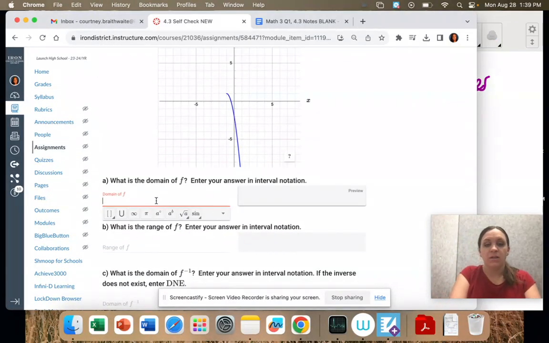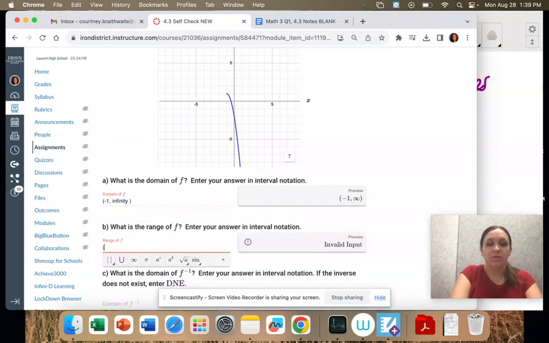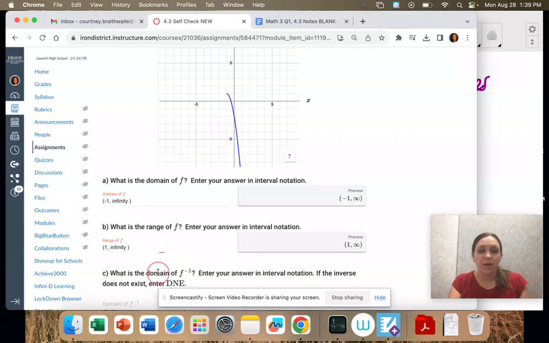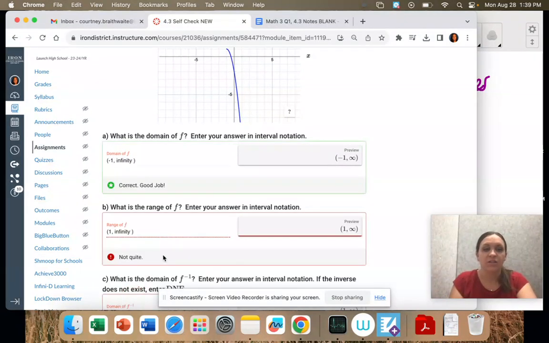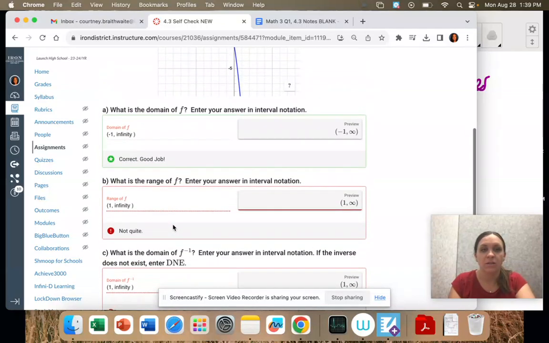-1, infinity, +1, infinity. And to get the domain of the inverse, we look at the range of the original. So I'm just going to copy what we did on the range. That's the domain of the inverse.